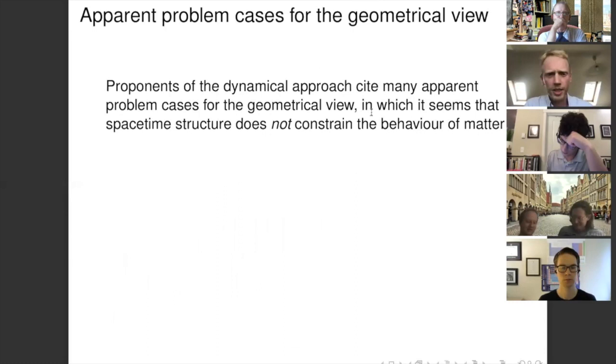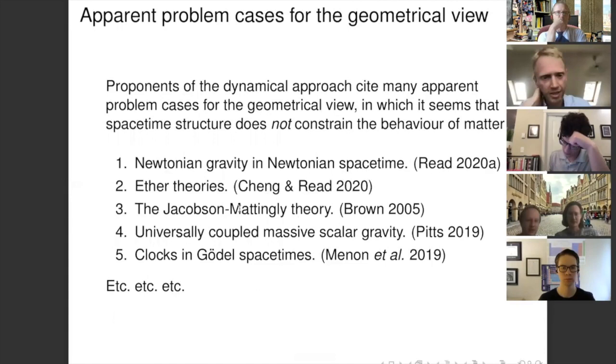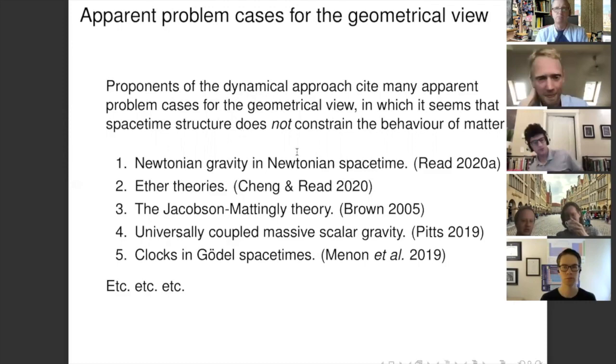Okay. So, as I indicated before, proponents of the dynamical approach cite many apparent problem cases for the geometrical view, in which it seems like space-time structure just isn't constraining the behavior of matter. There are loads of examples in the literature, but here are just five. Think about, for example, Newtonian gravity set in Newtonian space-time. This is something that a lot of us will be familiar with. In this case, Newtonian space-time has more structure than the laws of Newtonian gravity are sensitive to. So it's violating Earman's adequacy conditions. But then a dynamical proponent might ask, well, it can't be the case that this is constraining matter to have its symmetries, because matter doesn't have its symmetries. It has a richer symmetry group.